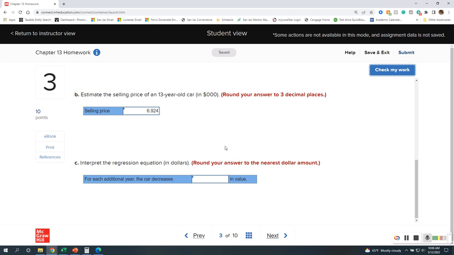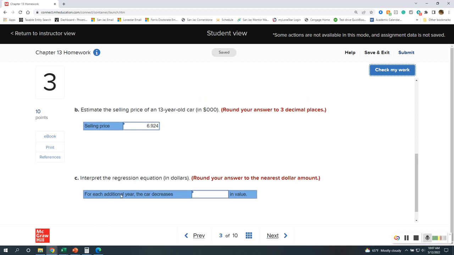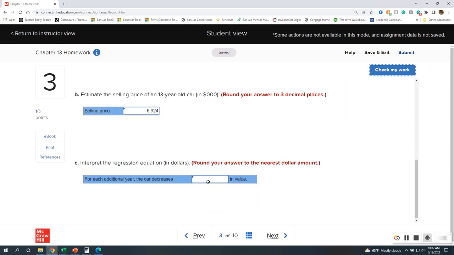So, interpret the regression equation in dollars. Round your answer to the nearest dollar amount. So for each additional year, the car's going to decrease how much in value? Well, negative 0.514.